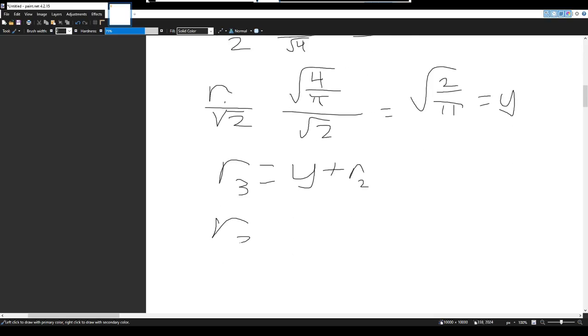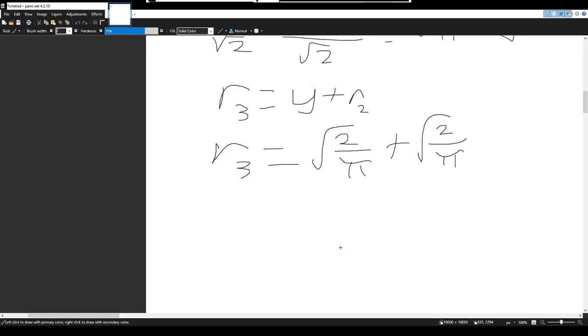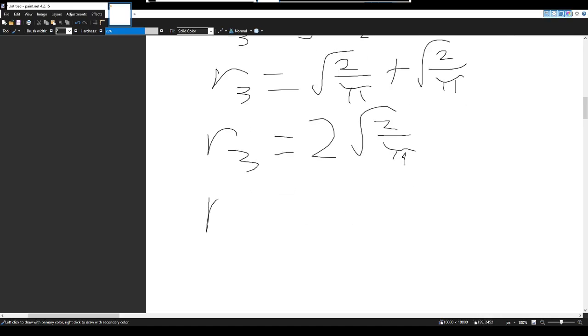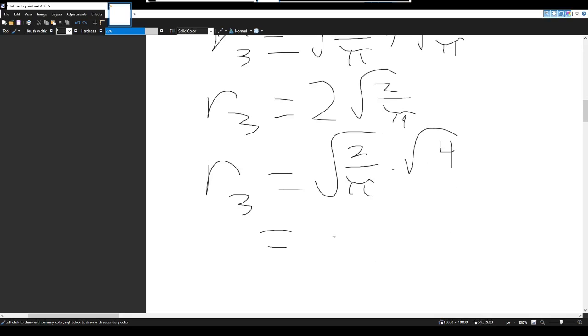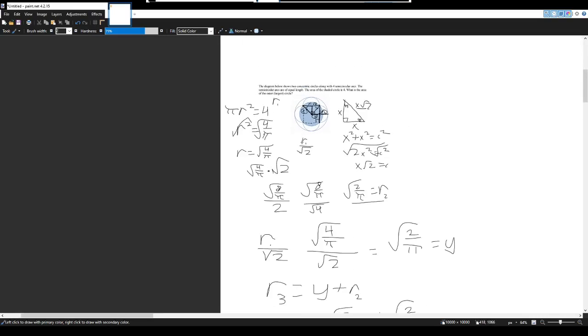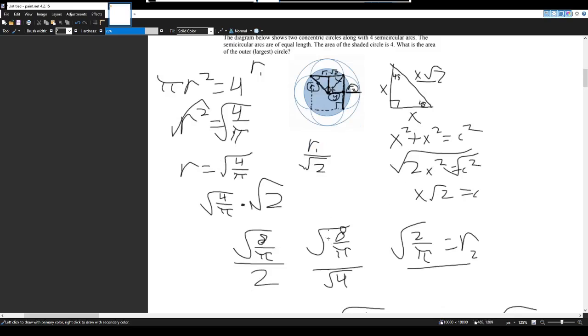So we have R3 equals root 2 over pi plus another root 2 over pi, which means R3 equals 2 root 2 over pi. And I'm actually just going to put this 2 into the root. So that is the same as root 2 over, that's not right, pi times root 4, I'm getting my roots and pi's mixed up, which equals root 8 over pi. So the radius of the big circle is root 8 over pi.